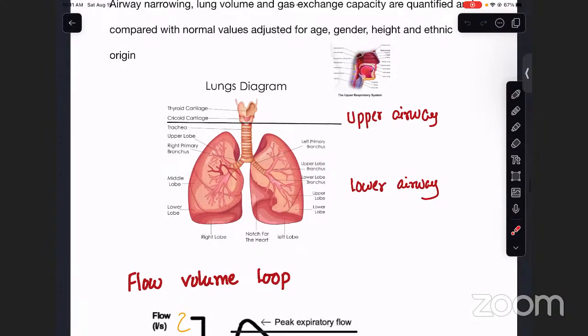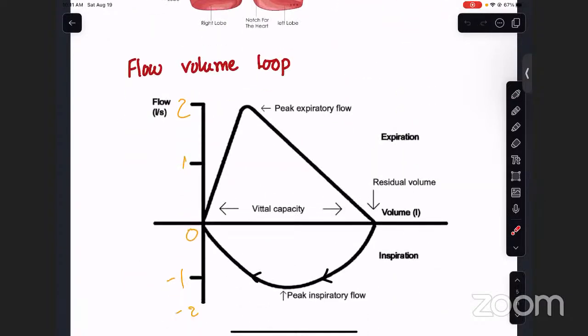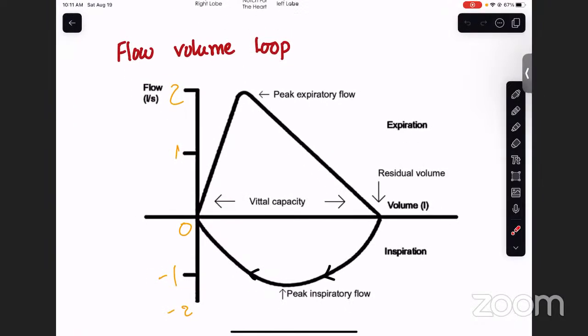To differentiate upper airway obstruction from lower airway obstruction, we need to know the flow volume loop. Here you can see the diagram of a flow volume loop. The y-axis is flow, and the x-axis is volume. Volume means the volumes or lengths, and combinations of volumes include the vital capacity, which we'll talk about in a later slide.